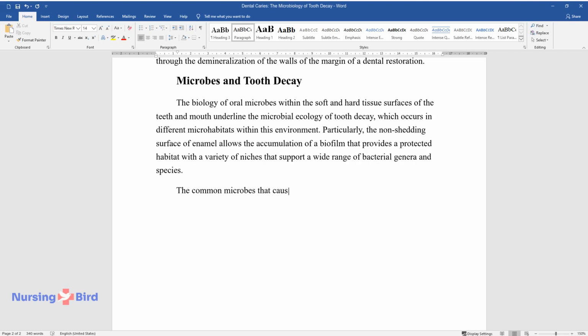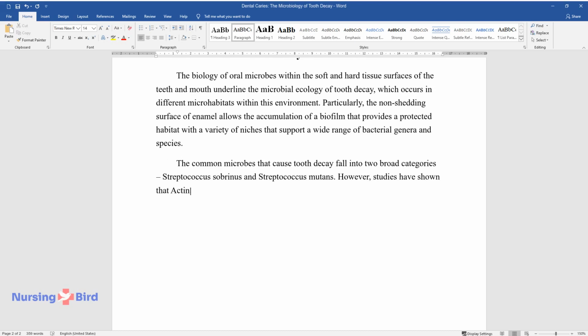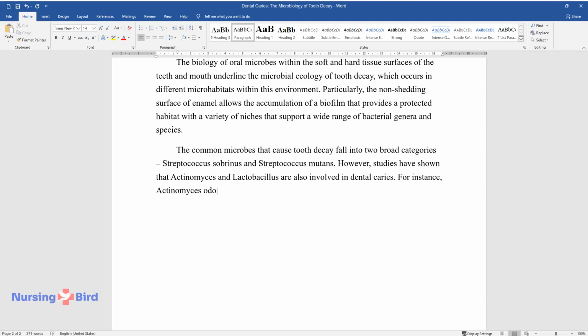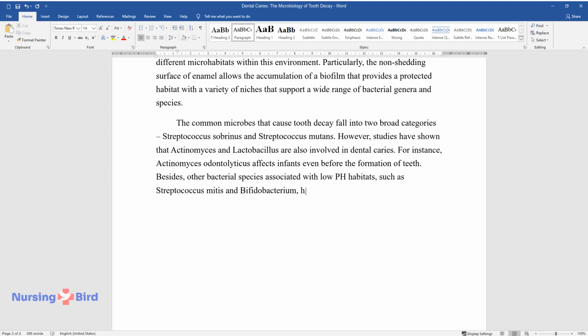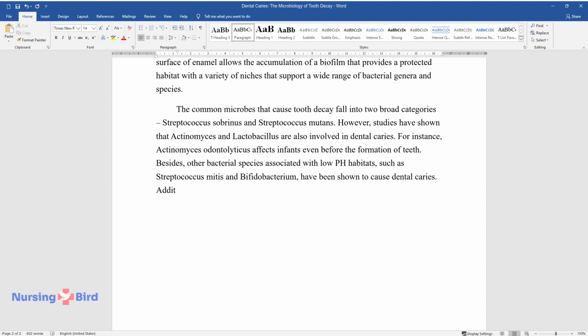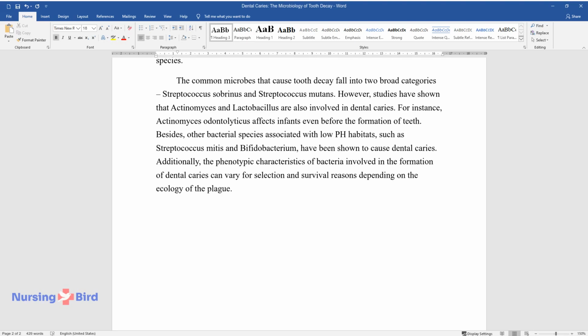The common microbes that cause tooth decay fall into two broad categories, Streptococcus sobrinus and Streptococcus mutans. However, studies have shown that actinomyces and lactobacillus are also involved in dental caries. For instance, Actinomyces odontolyticus affects infants even before the formation of teeth. Besides, other bacterial species associated with low pH habitats, such as Streptococcus mitis and Bifidobacterium, have been shown to cause dental caries. Additionally, the phenotypic characteristics of bacteria involved in the formation of dental caries can vary for selection and survival reasons depending on the ecology of the plaque.